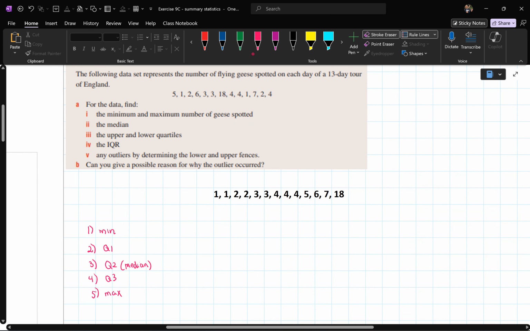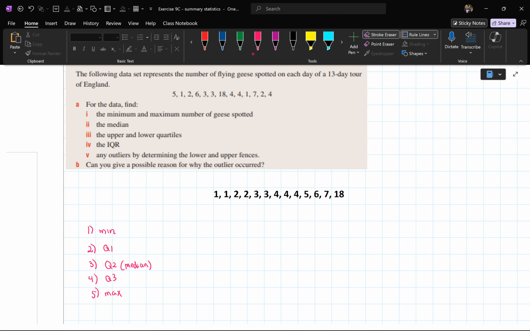Here's a list of data they've given to you. They say for the following data set, the number of flying geese spotted on each day of a 13-day tour of England, so 13 days, the number of geese you see, you then write down the number. So there's 13 numbers here. They're all jumbled. What I've done is I've reorganized it for you, just in case you can't be bothered rearranging them. I've done it. So you can just copy this line for now.